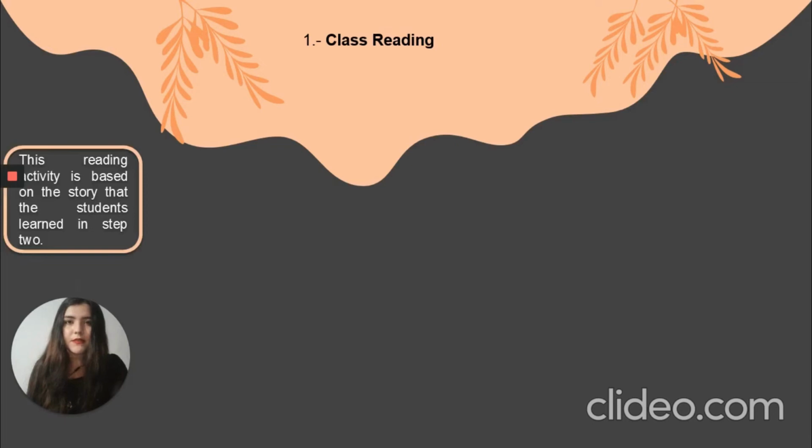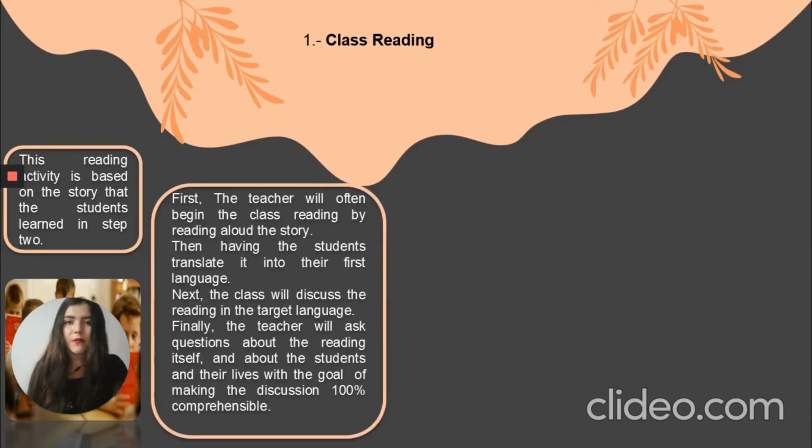This reading activity is based on the story that the students learned in step 2. First, the teacher will often begin the class reading by reading aloud the story, then having the students translate it into their first language. Next, the class will discuss the reading in the target language, and finally, the teacher will ask questions about the reading itself and about the students and their lives with the goal of making the discussion 100% comprehensible. The second reading activity is free voluntary reading.